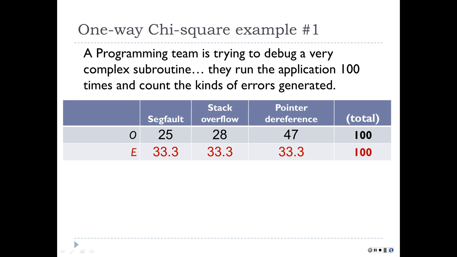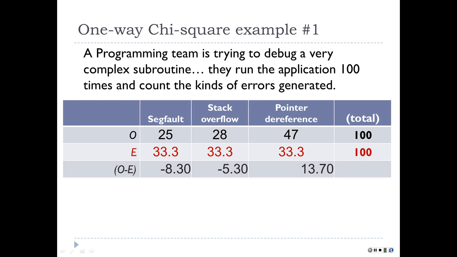So if they were equally likely, then we take 100 and divide it by the number of categories and say there should have been 33.3 errors here. Now, I know you can't have a 0.3 error, but that's okay. This is just for the math. These are discrete numbers, but we can treat them as non-discrete in the middle of the math procedure, as long as it's going someplace interesting. That makes sense. So we would expect these expected frequencies to be here and here.